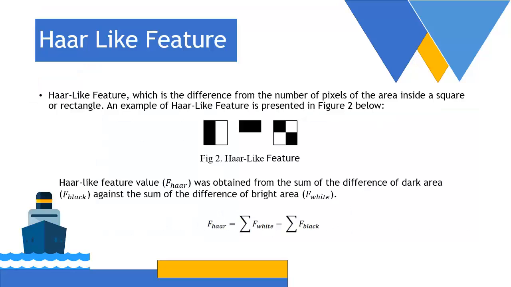We can calculate the Haar-like feature by finding the difference of the sum of pixels of the area inside a square or rectangle. An example of a Haar-like feature is presented in figure 2 below. The Haar-like feature value, or F-Haar, was obtained from the sum of the black area, or F-black, minus the sum of the bright area.